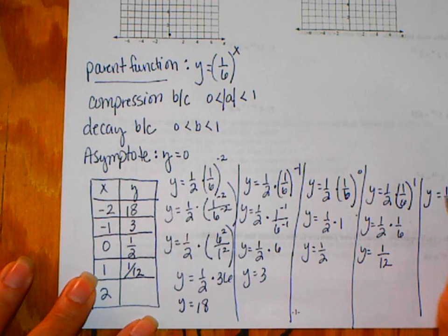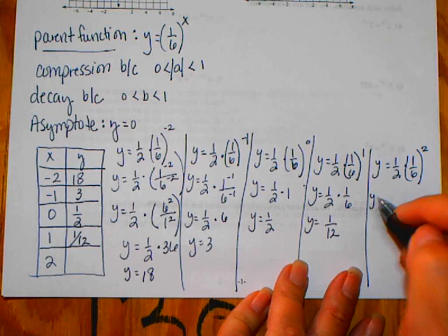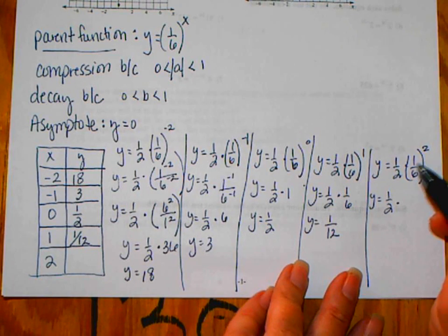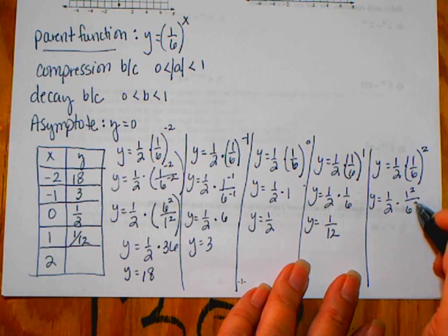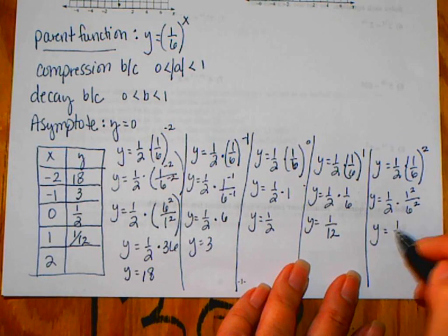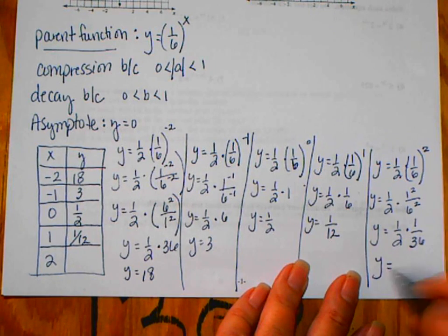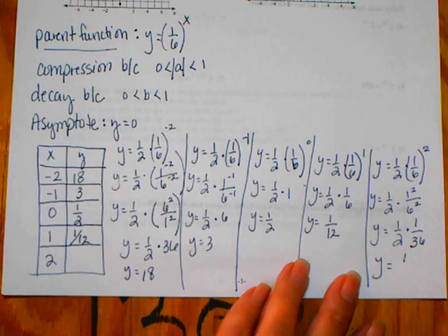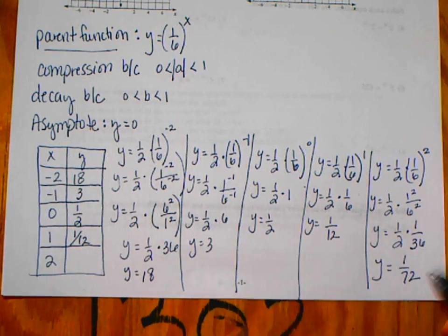And then my last one, 1/2 times 1/6 quantity squared. So that is 1/2 times. That exponent goes to the numerator and the denominator because of the parentheses, so that's important. So that's going to be 1 squared over 6 squared. So 1 squared is 1, 6 squared is 36. Numerator times numerator is 1, and denominator times denominator was 2 times 36. 72. That's a very small number.